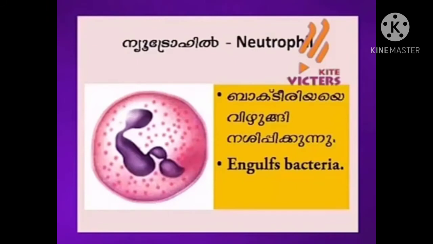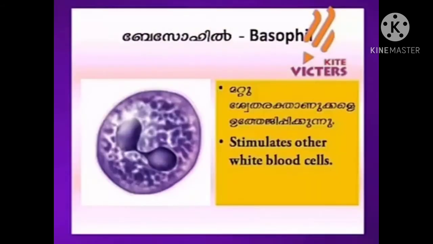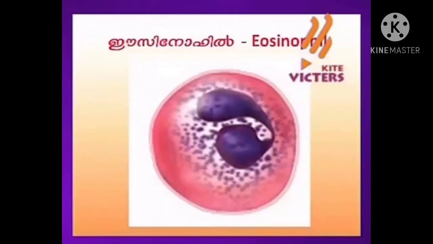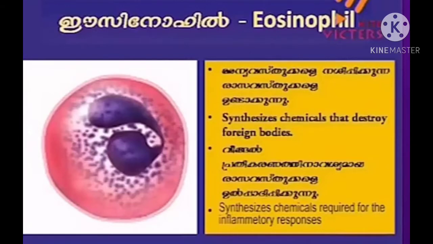It engulfs bacteria. Neutrophil synthesizes chemicals that destroy bacteria and also engulfs bacteria. Basophil stimulates other white blood cells, while eosinophil synthesizes chemicals that destroy foreign bodies. It also synthesizes chemicals required for the inflammatory responses.